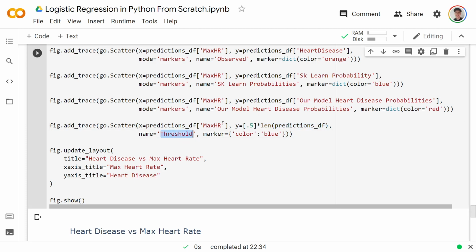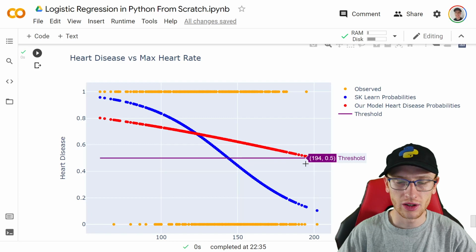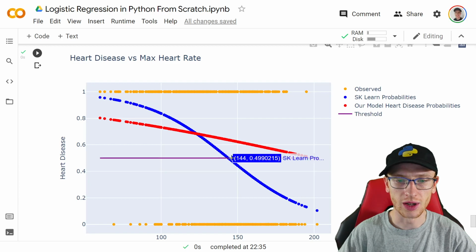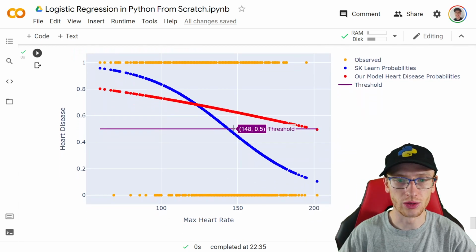And then we'll call this the threshold, which is basically the value where, 0.5. If it's higher than 0.5, then we predict that you do have heart disease, and less than the threshold, you don't. I guess purple. I don't know. Let's go with purple. And I'll just bring myself back here, and we can see here. So it is at this point where sklearn decides to stop predicting that they have heart disease, right here at 143, where the max heart rate is at 143. But for our model, it decides way over here. It says, actually, let's wait until it's like 195 to do that. That's going to create a lot of error.